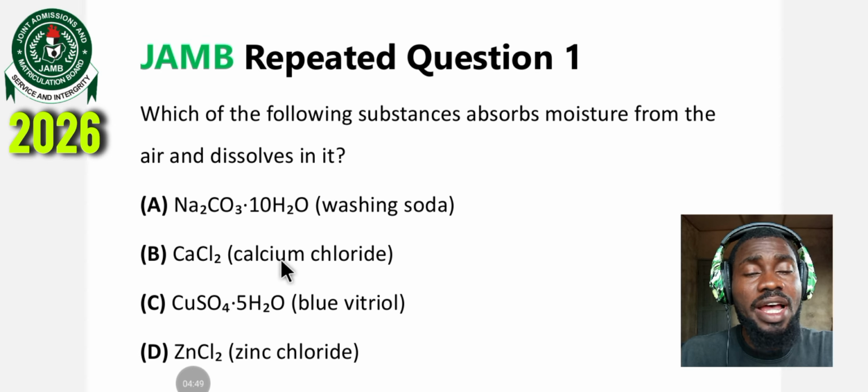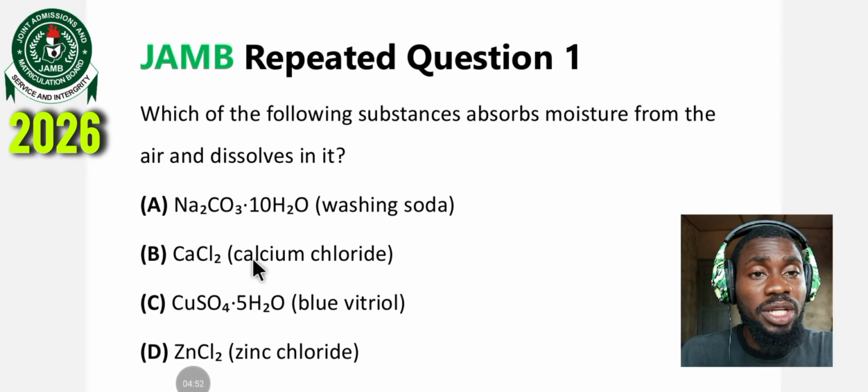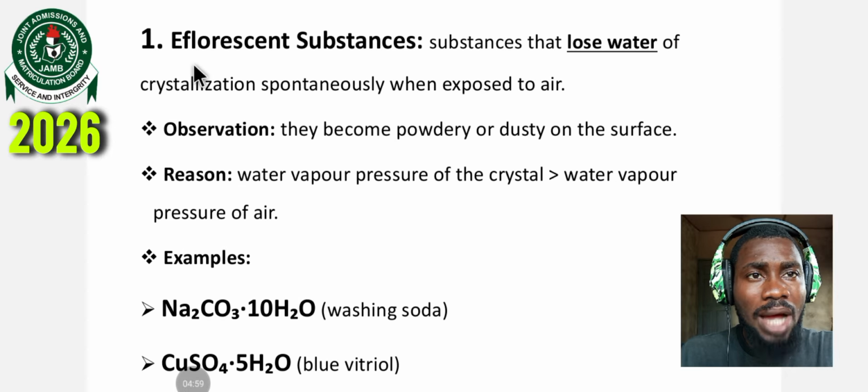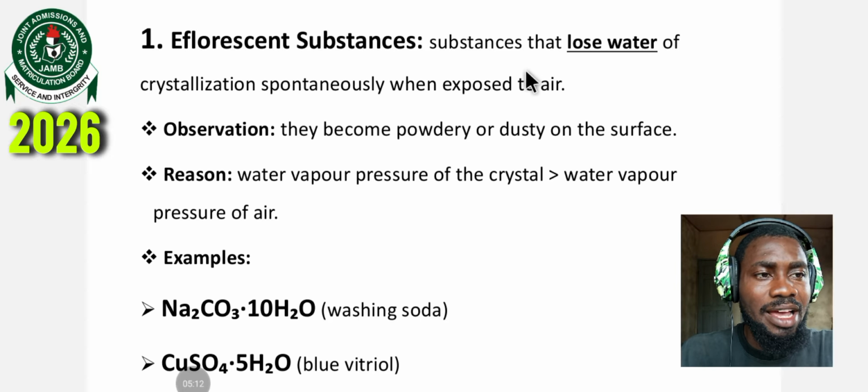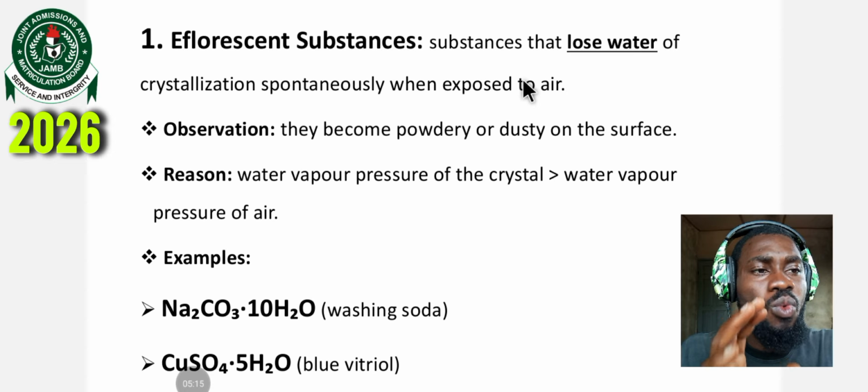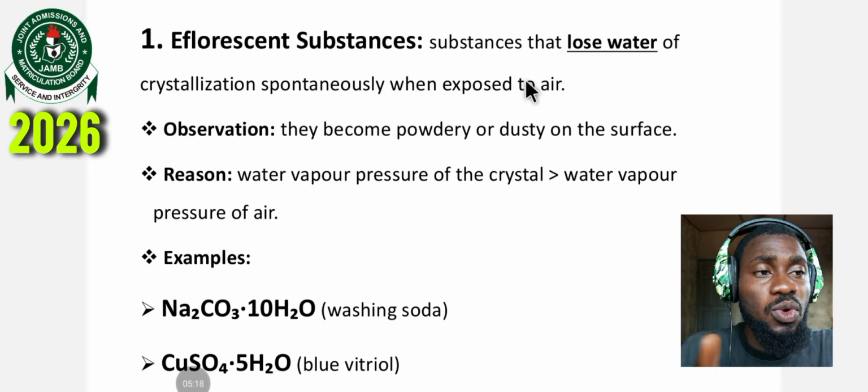Before answering this question, let's understand the behavior of some chemical compounds when they come in contact with water or when exposed to the atmosphere. Number 1, efflorescent substances. What are efflorescent substances? Substances that lose water of crystallization spontaneously when exposed to air. They lose water to the environment once you expose them to the atmosphere.